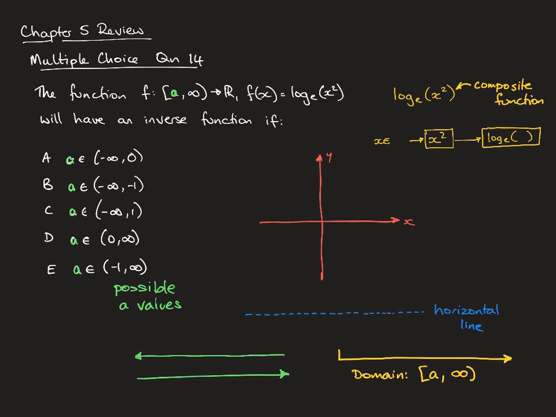Multiple choice question 14 in chapter 5 review is a very interesting question. It says the function f such that, and we've got a parameter here, a to infinity maps to reals for f of x equals log to the base e of x squared. Now log to the base e of x squared is in fact a composite function, and so the x values that are allowed here have an implied domain. So we need to just double check the domain that we have here.